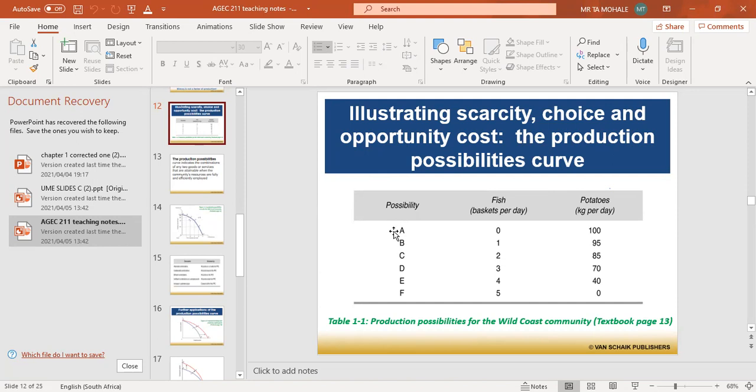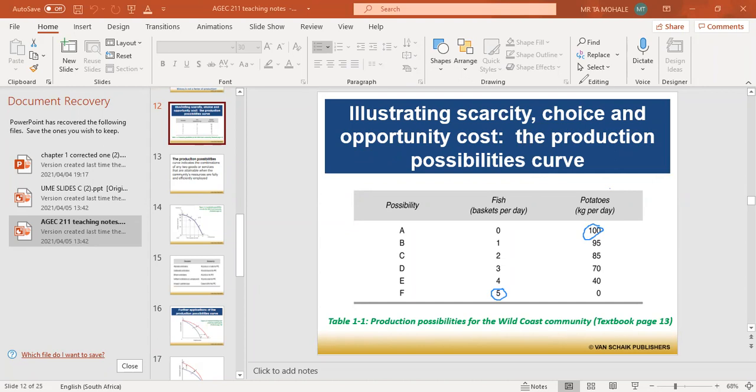Let's say, for instance, they say calculate the opportunity cost of combination A. Remember, with opportunity cost, we are calculating the loss to the farmer. And this is what you have to put in your mind when you calculate opportunity cost. You check the maximum value of each product. The maximum value of fish is 5. The maximum value of potatoes is 100. That is the first thing you have to do.